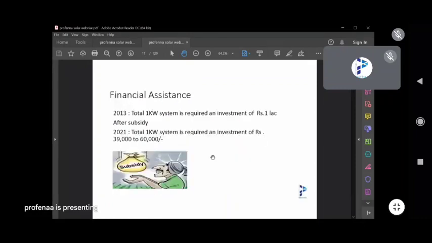What is the financial assistance they are giving? See, in 2013, a 1 kilowatt system would come to 1 lakh rupees. But in 2021, what is the rate? Only 40,000 rupees. In the next 10 years, what happened? 20,000 rupees, you will get a 1 kilowatt system. So prices also reduced, tariff also reduced. That is why everyone promoted solar.